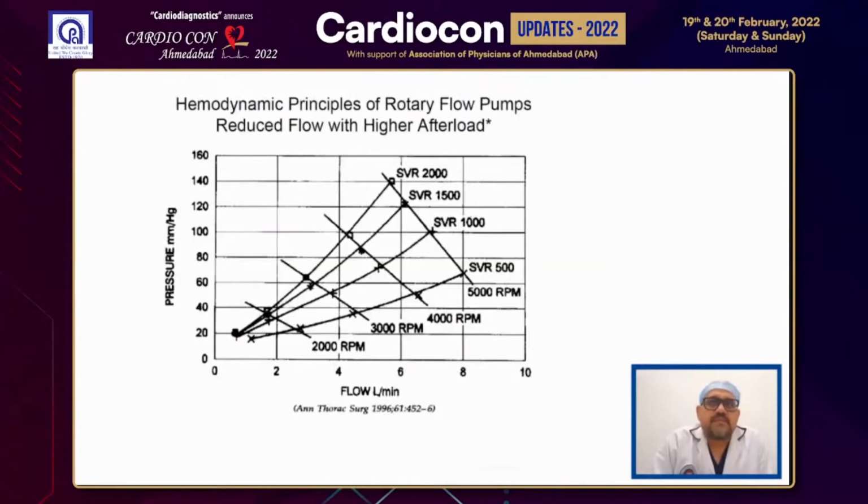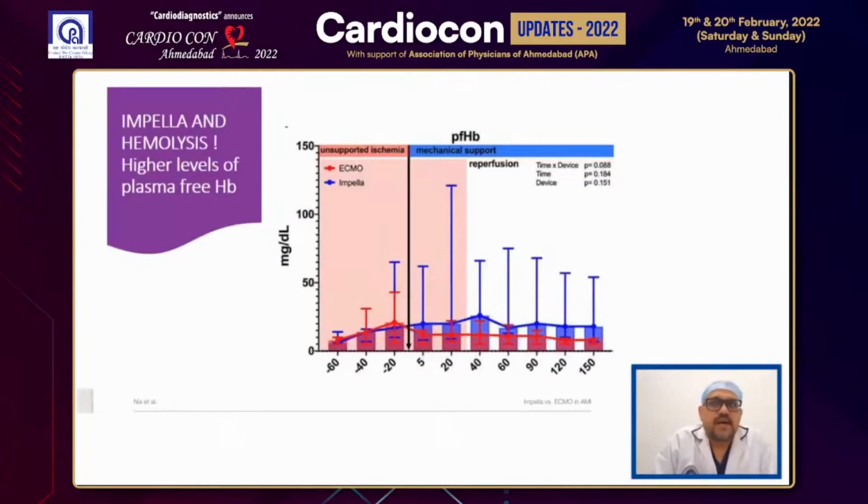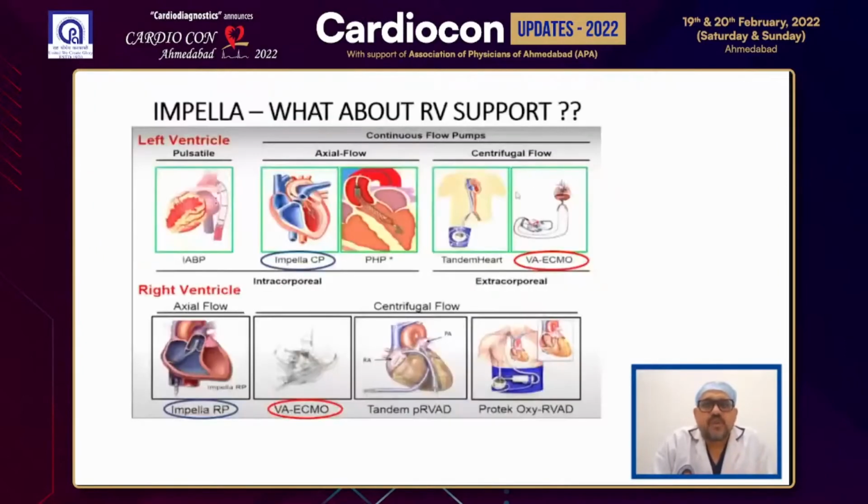But axial pumps have inherent disadvantages. They are very sensitive to afterload, and their high RPM causes more hemolysis, seen in blue in this graph, with an increased level of plasma-free hemoglobin in the blood compared to ECMO. Also, in cardiogenic shock, we can never forget about RV support. Only LV support isn't enough. People have started using BiPella, that is Impella CP for LV and Impella RP for RV. As you can see, VA ECMO is the only device that provides biventricular support.